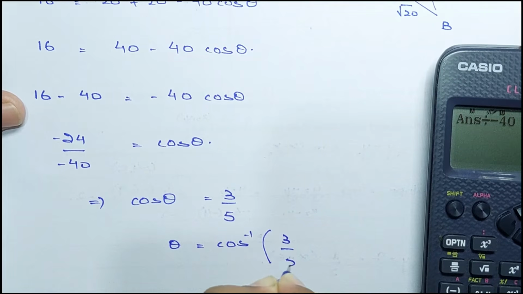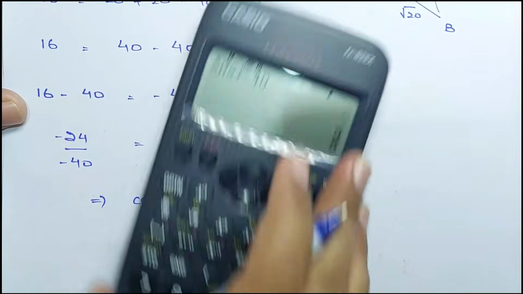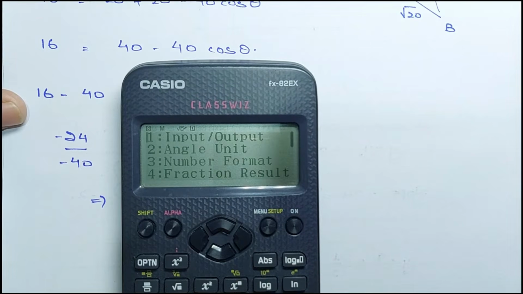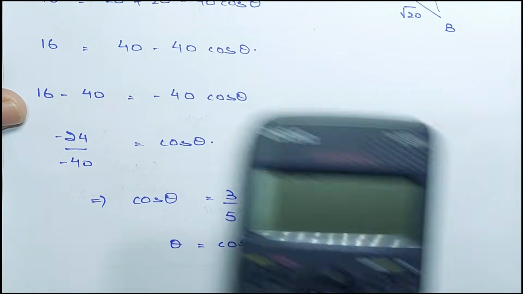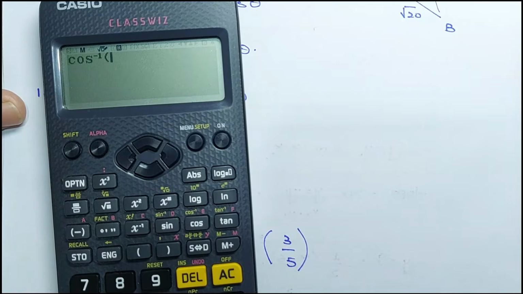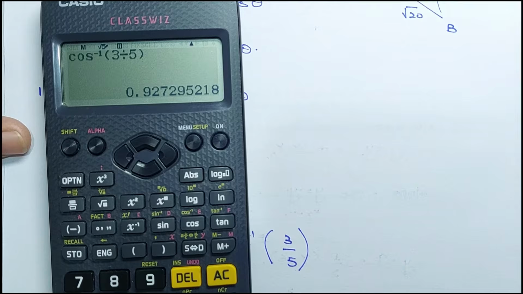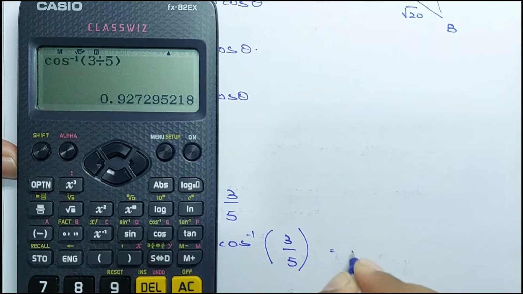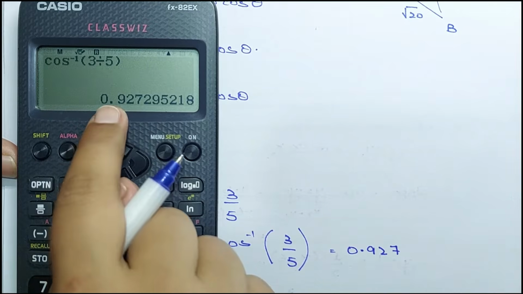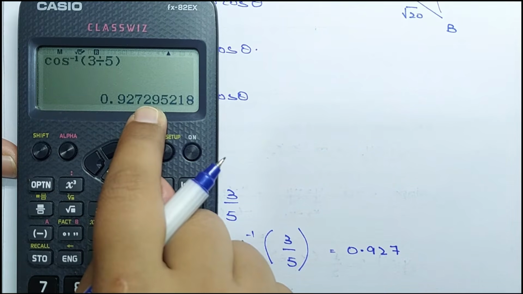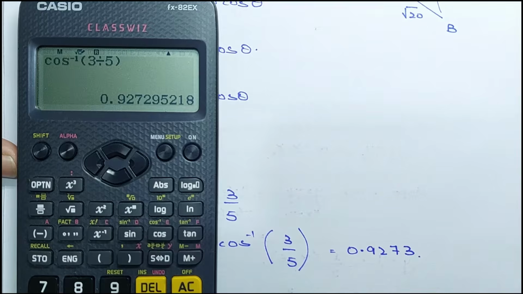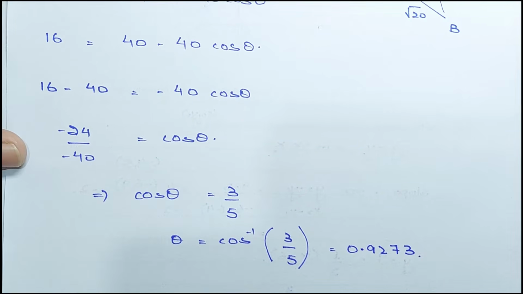It must be in radians, as given in the question. My calculator is in degrees. Let me convert it into radian mode first and then find cos inverse 3 by 5, which is 0.92, up to 4 significant figures. This is 0.927, 1, 2, 3, 4 significant figures. This would be 3, rounded to 3. Yes, this is the value of theta.